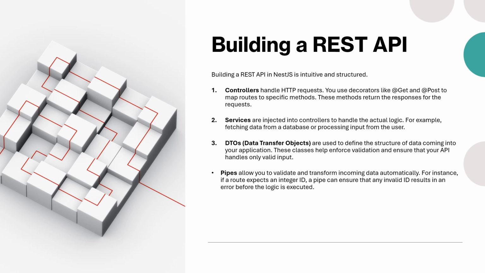DTOs, data transfer objects, are used to define the structure of data coming into your application. These classes help enforce validation and ensure that your API handles only valid input. Pipes allow you to validate and transform incoming data automatically. For instance, if a route expects an integer ID, a pipe can ensure that any invalid ID results in an error before the logic is executed.